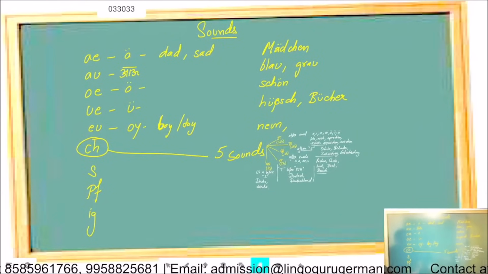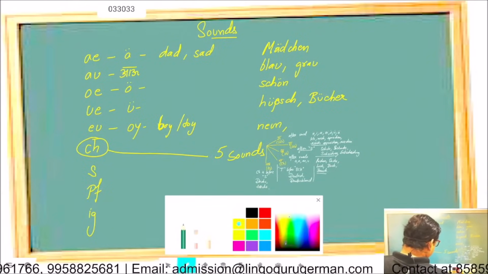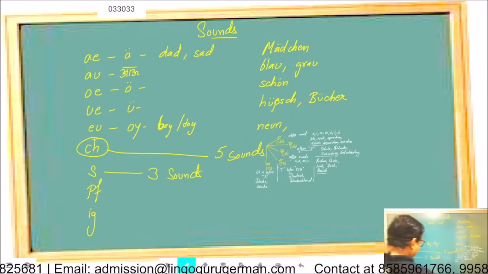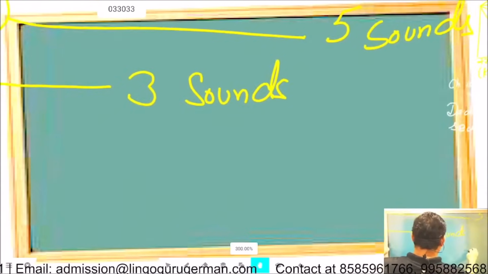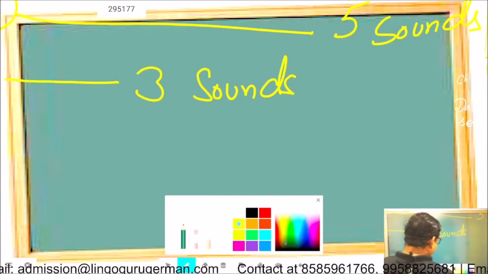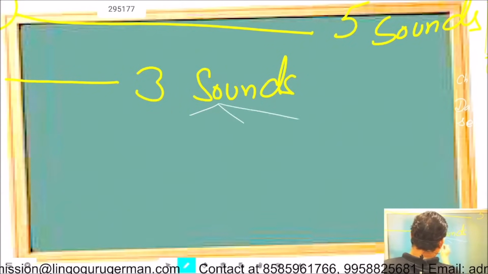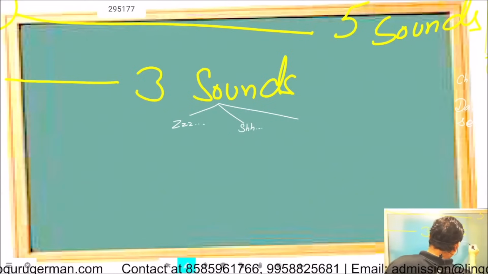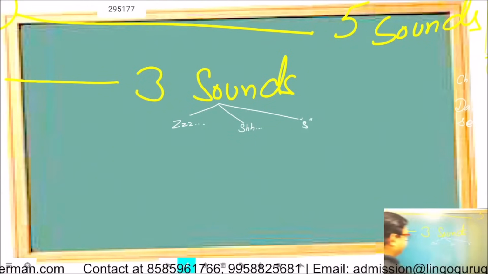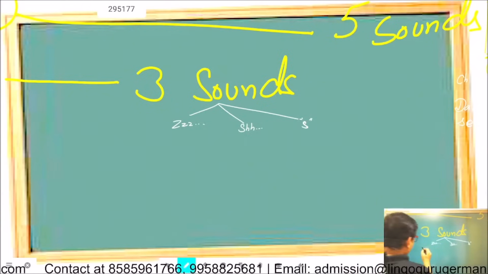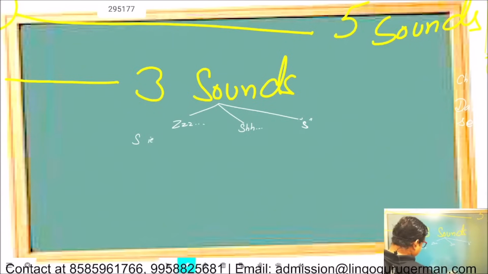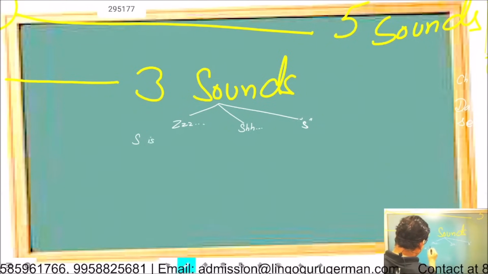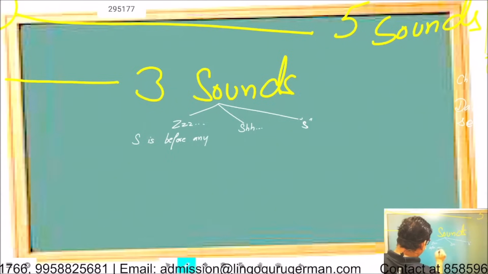Okay, let's talk about the sound of S. Similarly, the way CH has five sounds, our S has three different sounds. Either it's going to be z, or it is going to be sh, or it is going to be s. Only three sounds of S. When is it going to be the z sound? When S is before any vowel.